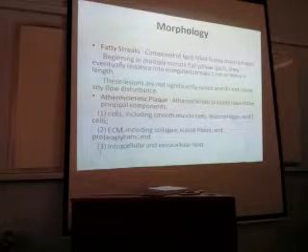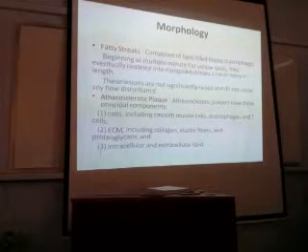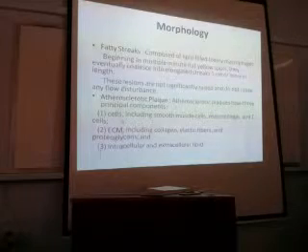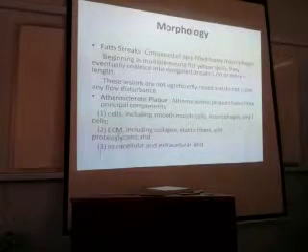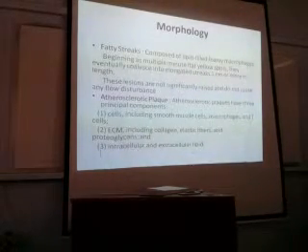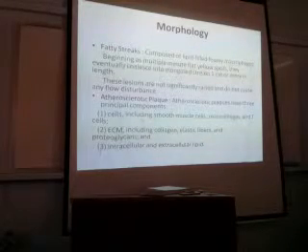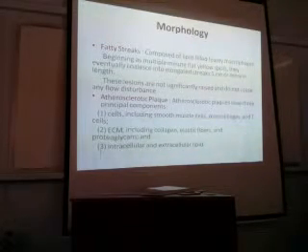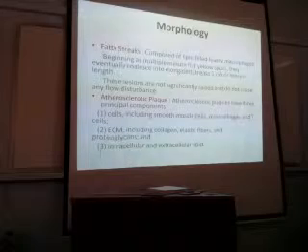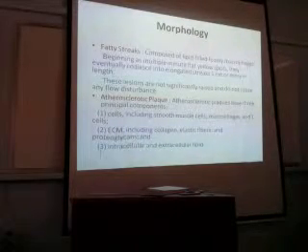So atherosclerotic plaque has 3 principal components. One is cells, second is ECM, and third is intracellular and extracellular lipid. What are the cells which are present? One is smooth muscle cell, second is macrophages, and third is lymphocytes.